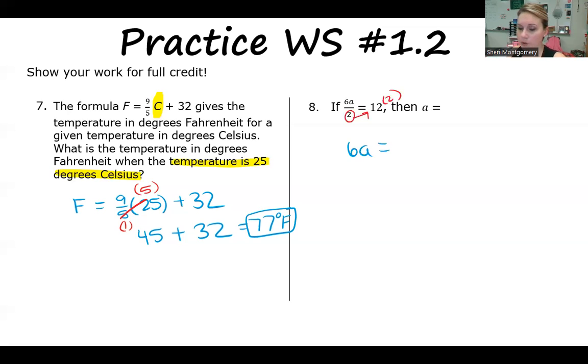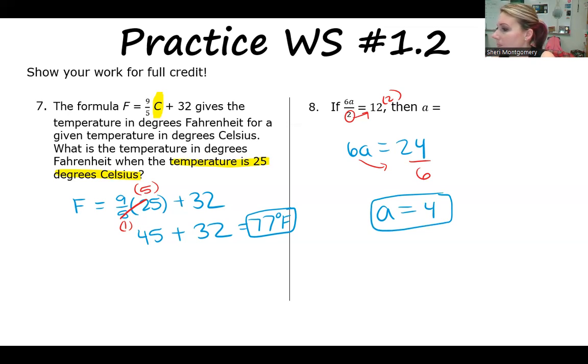12 times 2, what do we get? 24. All right, my last step. If I'm multiplying by 6, then what do I do? Yeah, I will come over here and divide by 6. So I get A is equal to 24 divided by 6. Any questions over 7 or 8?